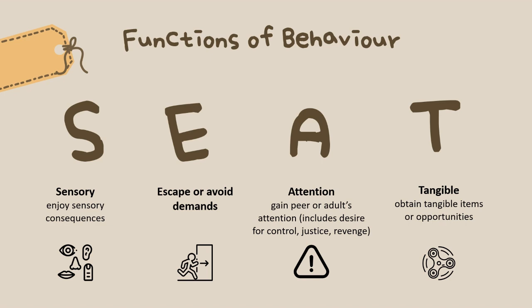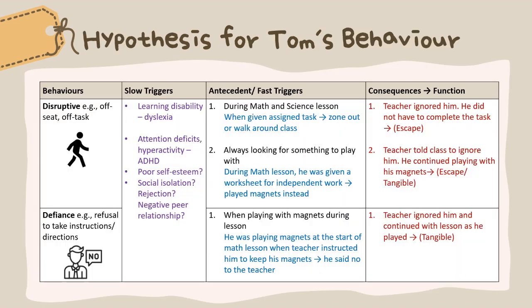What are the functions of behavior? Functions of behavior are classified according to SEAT. S refers to sensory needs. E refers to escaping or avoiding demands. A refers to gaining peer or teacher's attention, including desire for control, justice, revenge. T refers to obtaining tangible items or opportunities.